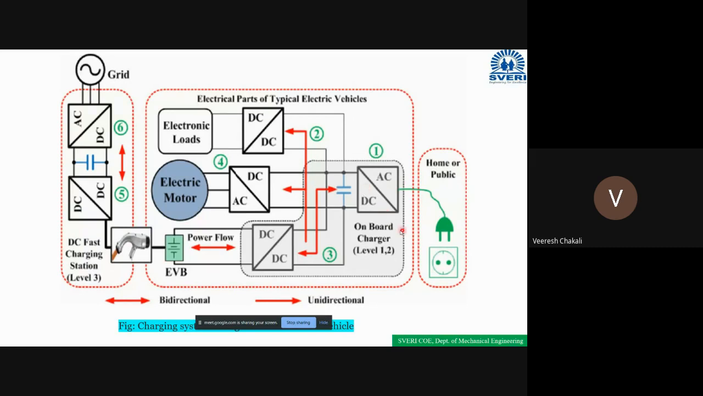This onboard charger is permanently placed inside the vehicle. For the offboard charger, we are using an additional one. Let's see the first one, the onboard charger. It is a two-stage conversion. Here, we can use this charger at home, public places, or working places. Clear?